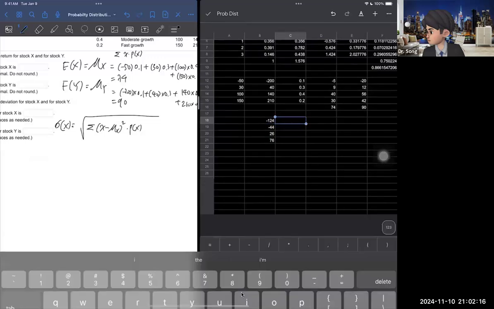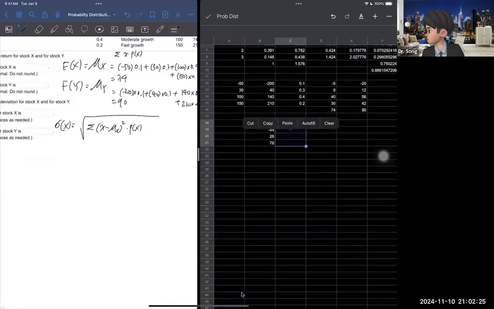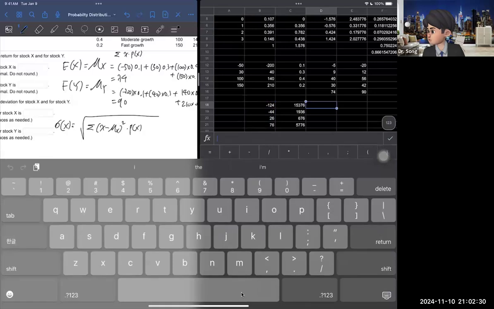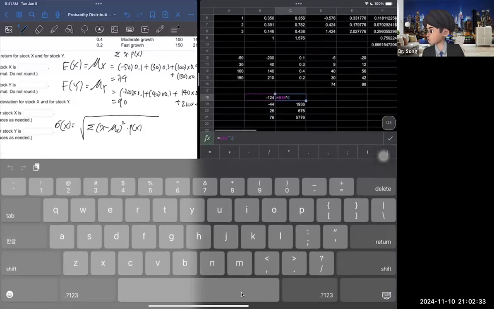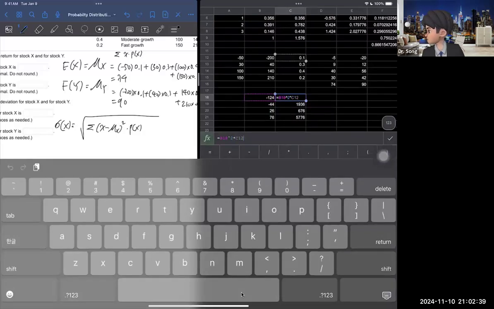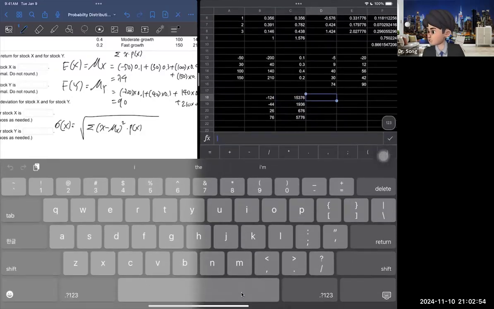And then the next step is you have to square this value, right? I'm using the formula, so square of this value, and do the same thing for the other values as well. And then what's the next step? You need to calculate the multiplication with the probability. So this 15,000 something times the probability, which is 0.1. So I think, give me one second. It's better to do it with another column. So the 15,376 is the square of the parenthesis.